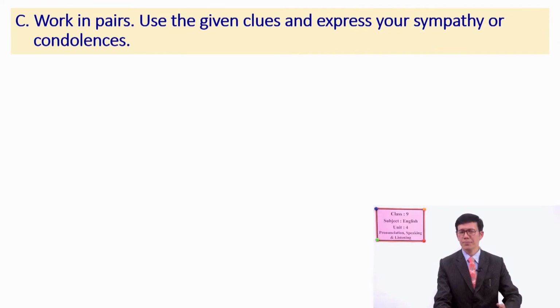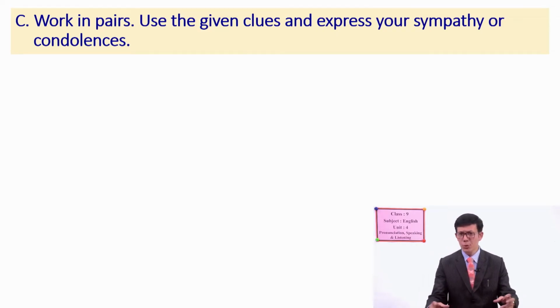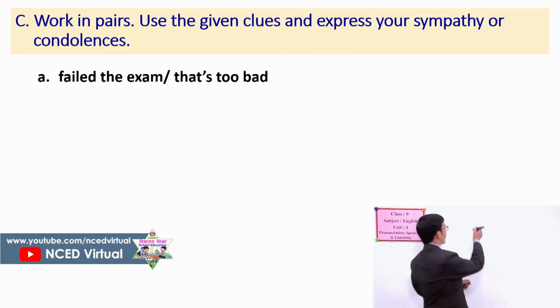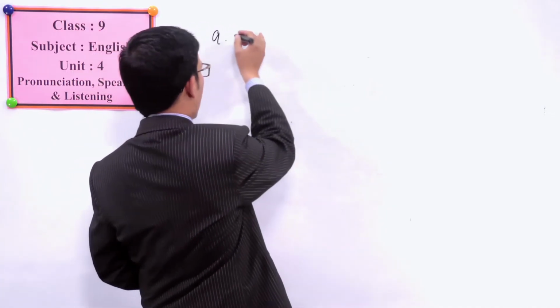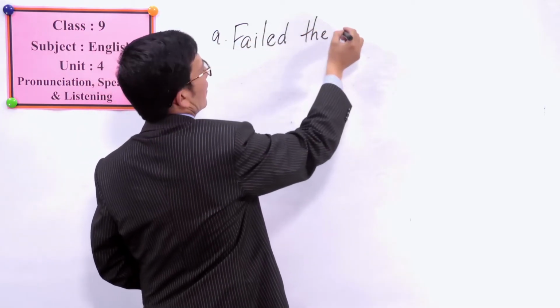All right, so dear students, now we are going to work in a pair. There are different situations there. With the help of those situations, we are just trying to express some sympathy or condolence, right? So look at the situation here, all right? You just can see here, failed the exam, that's too bad. Okay, just let's try this one, okay? So let's see here. So you can see there, failed the exam. Yes, failed the exam, okay?